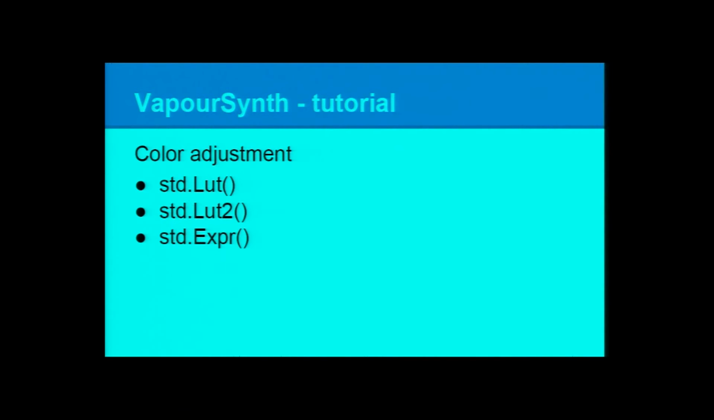To convert the color space, or do some color conversion, we can use std.lut. It will take a lookup table or lookup function to do the color conversion. And if we want to do video blending, we can use std.lut2.